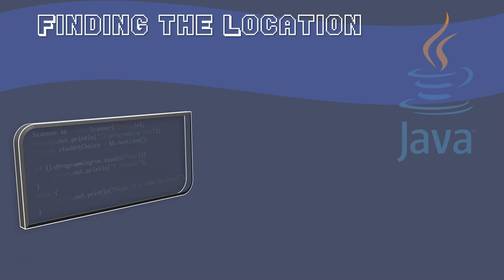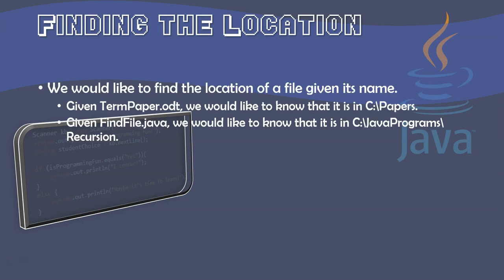Well, how do we know where something is? How can we find the location? Let's say we want to find a file given its name. So let's say on that previous example, we had termpaper.odt. We'd like to know whether or not that is in C:papers. So we want to say findfile.java, which is the name of our class, and we want to know whether or not, for example, that is in the Java programs / recursion.